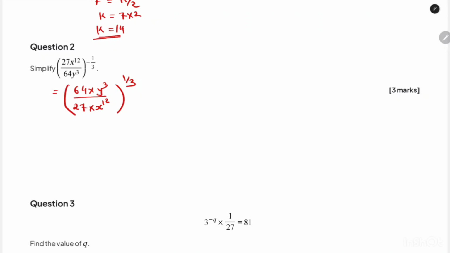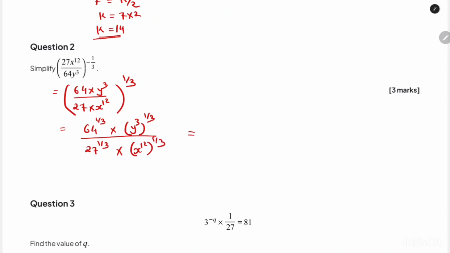Now before giving them the separate power, first solve what is inside the bracket, because in BODMAS the bracket becomes first priority. But here inside the bracket there aren't any terms which can be simplified. 64 and 27, you cannot cut them, and x and y are different bases, so you cannot subtract the powers either. So now you can directly give them separate powers because it's already in simplified form inside the bracket.